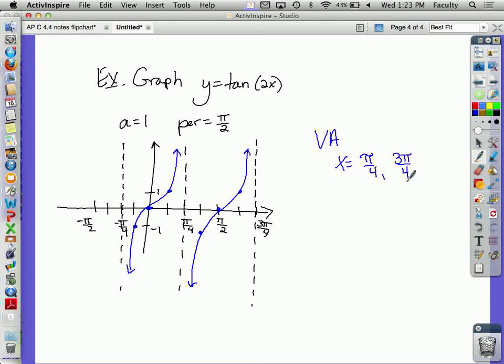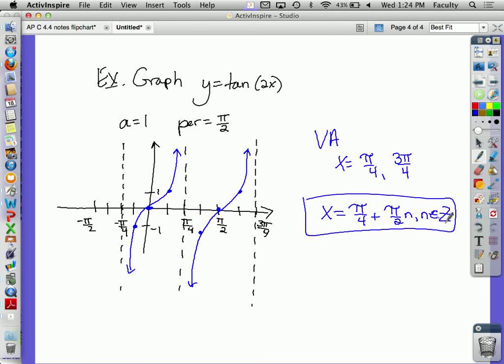When we get you started, you'd start with your first one, and then what's the distance between them? Not pi over 2. Or, no, it is pi over 2, sorry. That is pi over 2, yeah, because that's 2 pi over 4, which is pi over 2. So here's how you would write it. X equals pi over 4 plus pi over 2 n, where n is an integer. Okay?